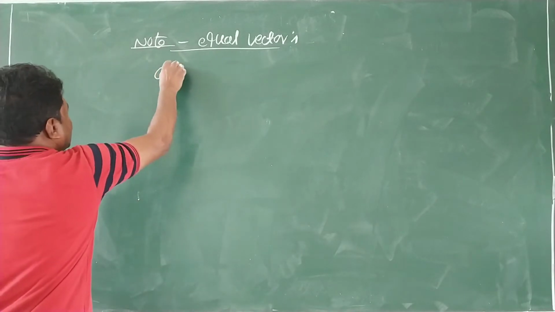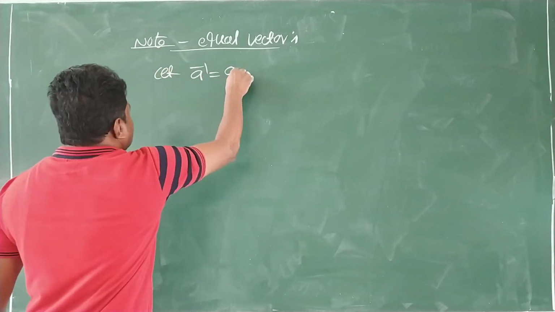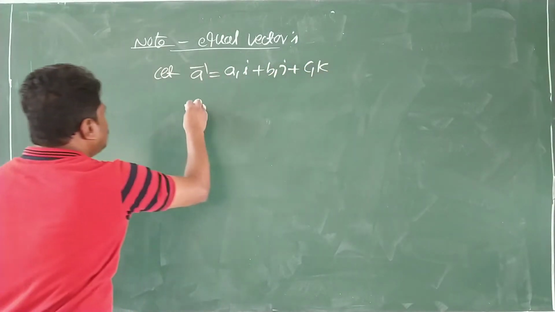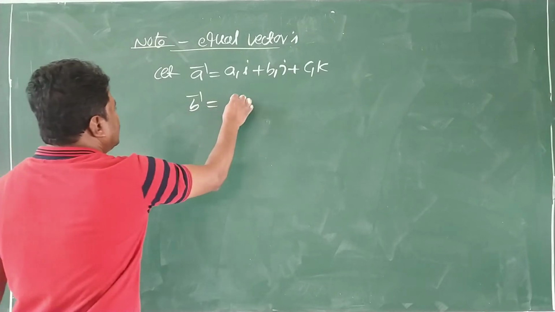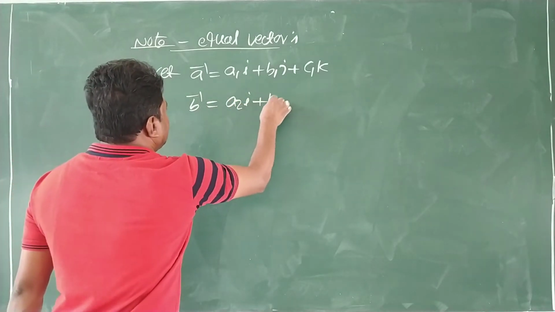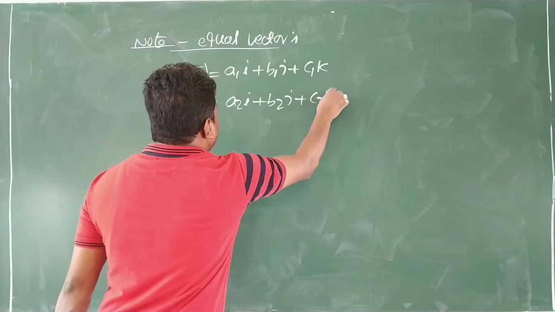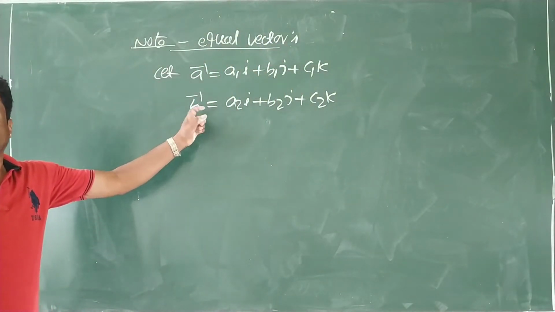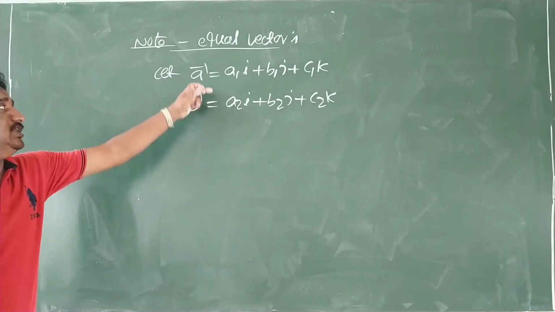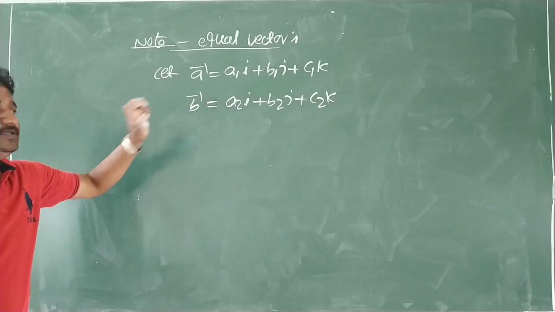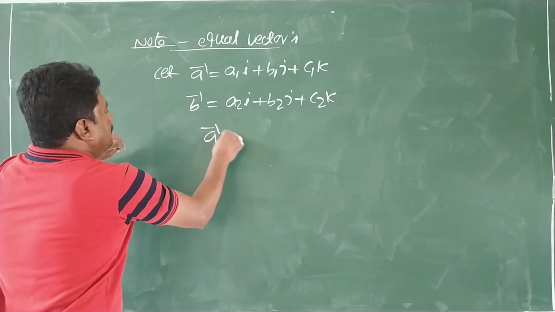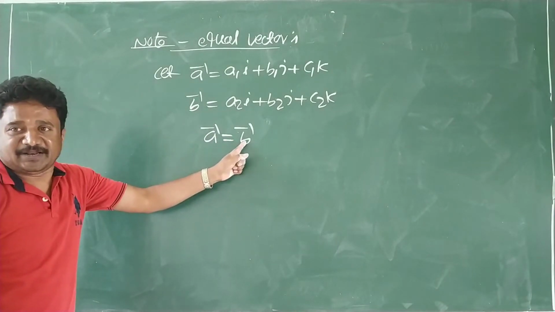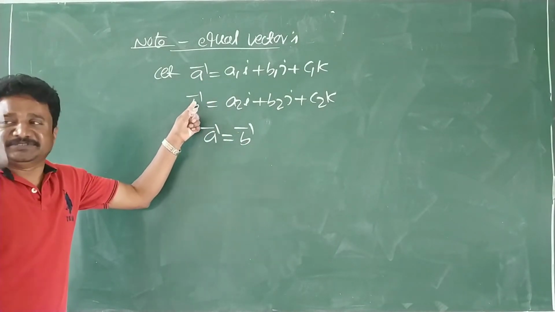Let vector A equal a1i plus b1j plus c1k. Next, vector B equals a2i plus b2j plus c2k. Look at this, students. I am taking two vectors. Under what condition do these two vectors become equal? So look at this, friends. Vector A becomes vector B. Vector A is equal to vector B. These two vectors become equal.